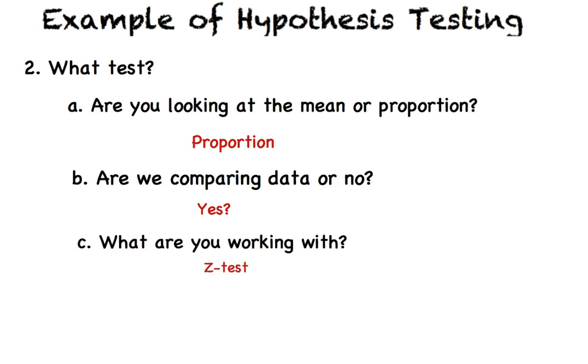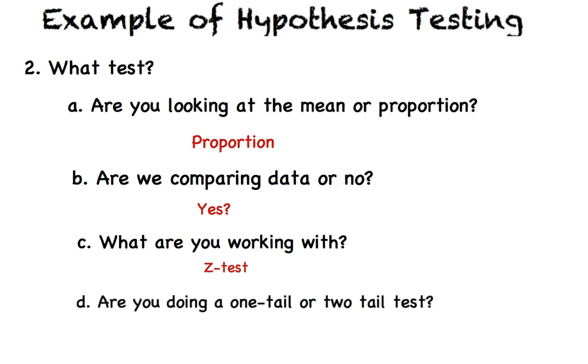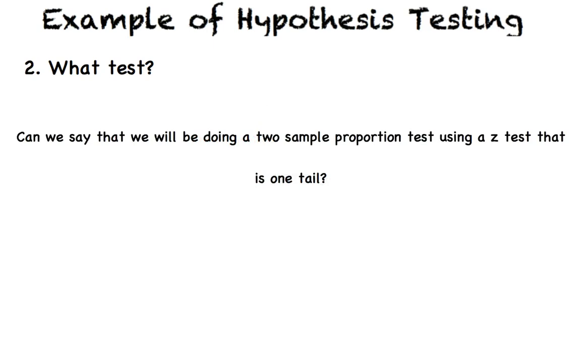C, what are you working with? I think we need to use the z-test. Yes, with proportions we use the z-table. D, are you doing a one-tail or a two-tail test? It is a one-tail test because the question has the keyword greater than. Correct. Can we say that we are doing a two-sample proportion z-test? That is a one-tail? Yes.